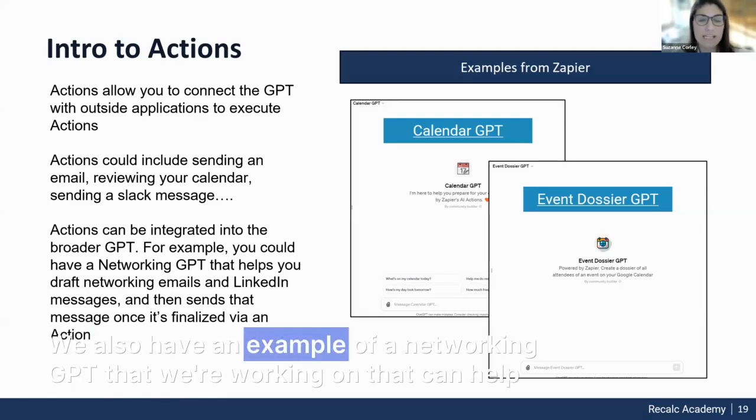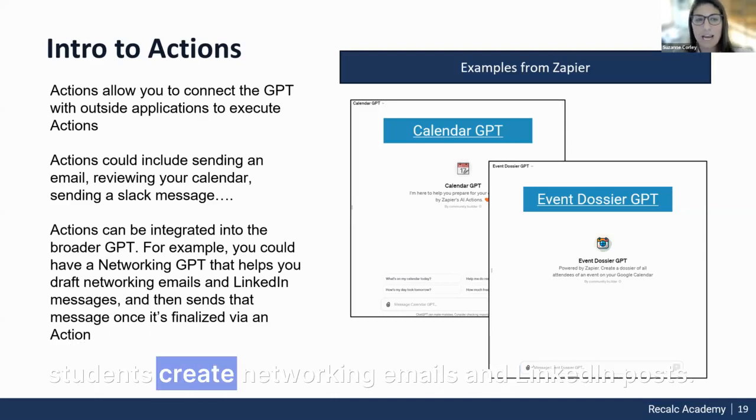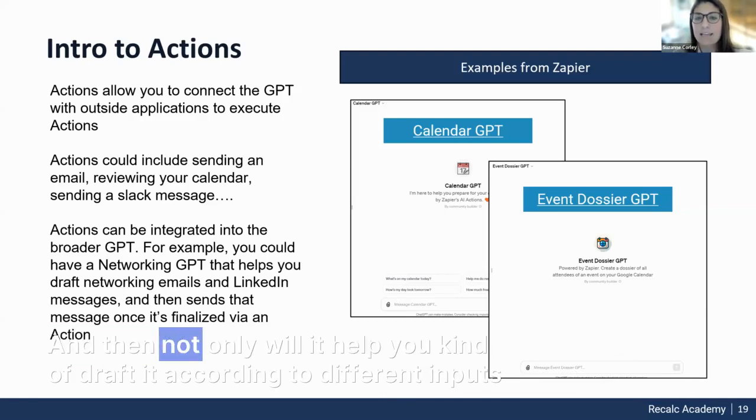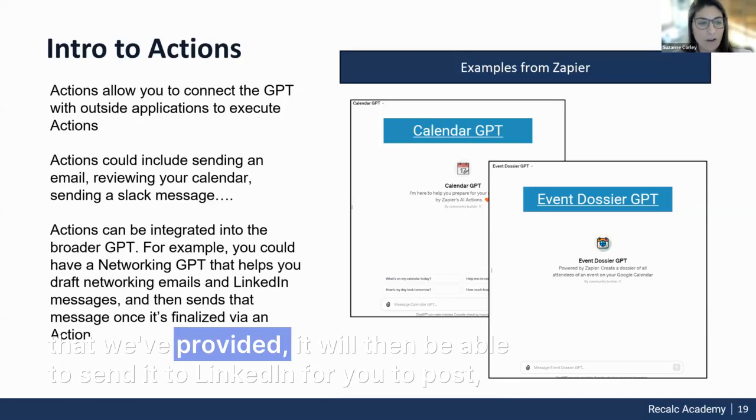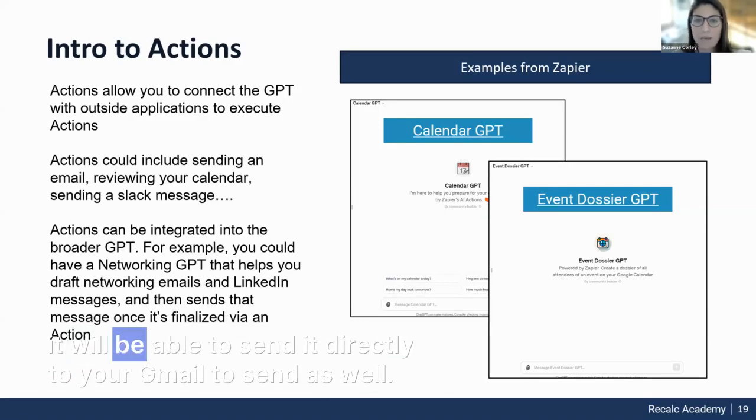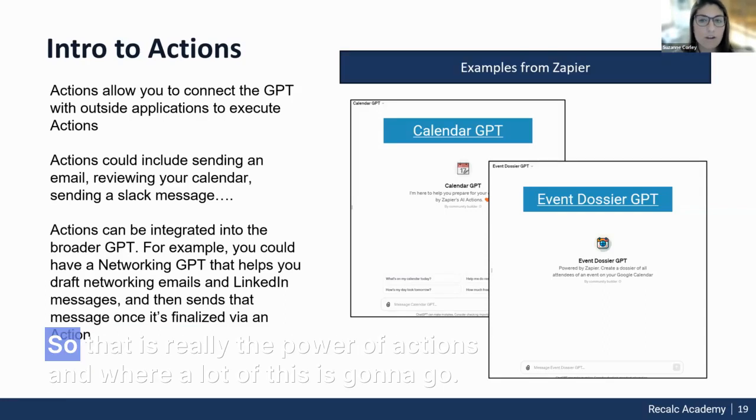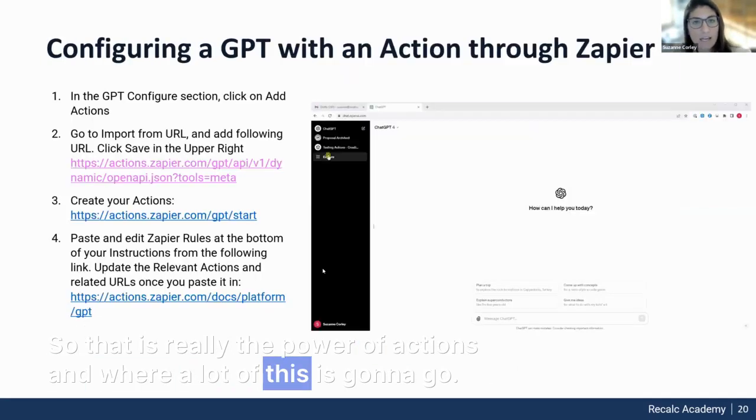We also have an example of a networking GPT that we're working on that can help students create networking emails and LinkedIn posts. Not only will it help you draft it according to different inputs that we've provided, it will then be able to send it to LinkedIn for you to post. It will be able to send it directly to your Gmail to send as well. So that is really the power of actions and where a lot of this is going to go.